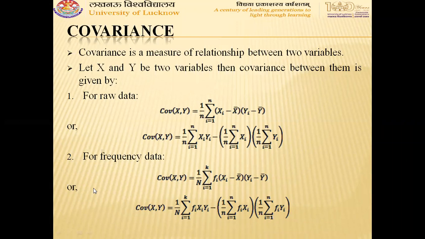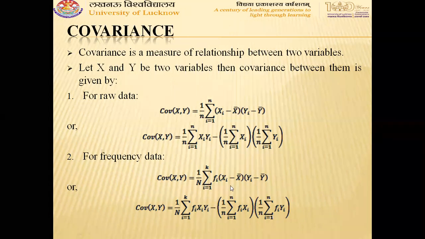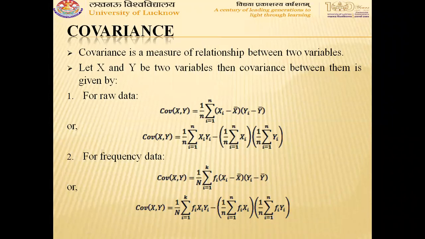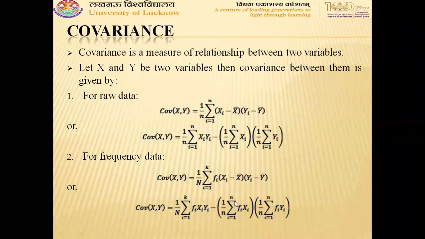For frequency data, the covariance is given by covariance(x, y) = 1/n Σ (i goes 1 to k) fi (xi − x̄)(yi − ȳ). Or if we expand the formula, then it comes out to be 1/n Σ fi xi yi − (1/n Σ fi xi)(1/n Σ fi yi).